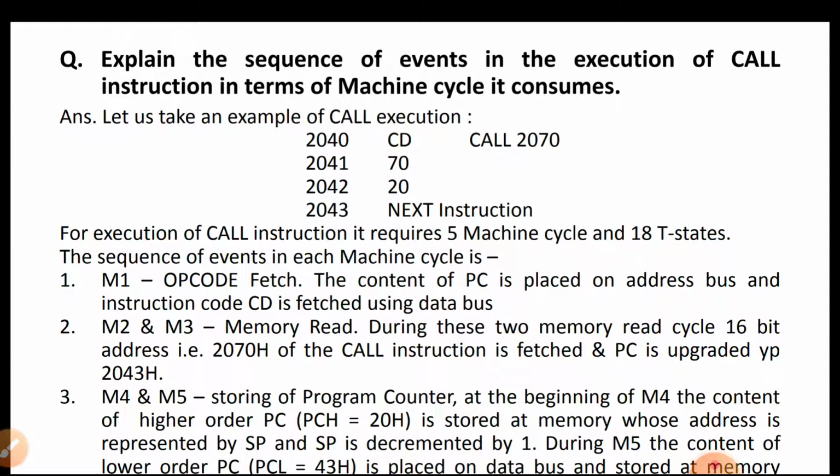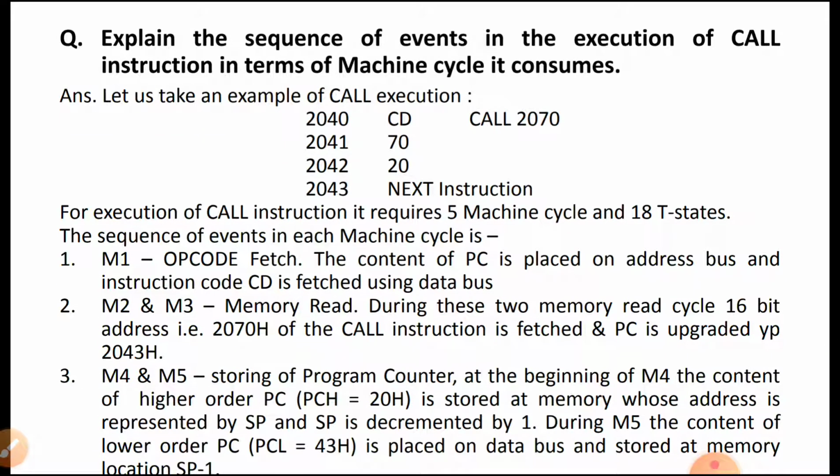Now the next question is, explain the sequence of events in the execution of the call instruction in terms of the machine cycles it consumes. As far as the call instruction is concerned, it is a 3-byte instruction, but the complete execution takes 5 machine cycles. In the first machine cycle, the code of the call instruction is fetched, and that machine cycle is called opcode fetch. The next 2 machine cycles, M2 and M3, are memory read cycles, in which 20 and 70, which is the address, are fetched.